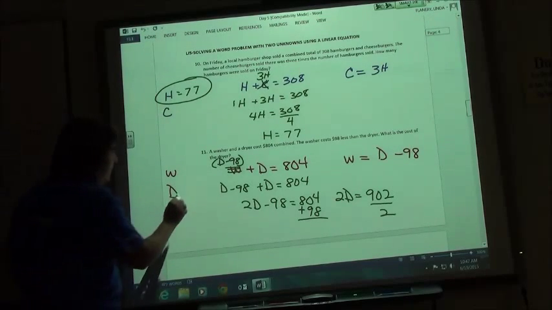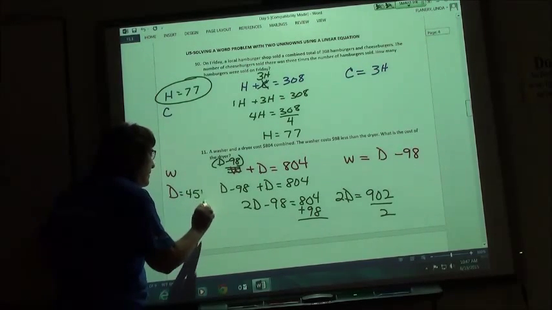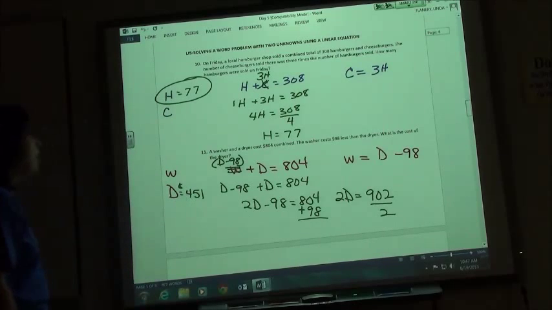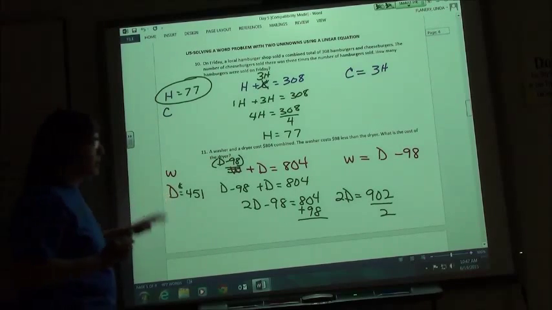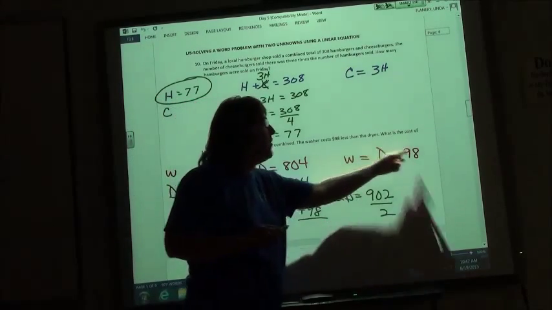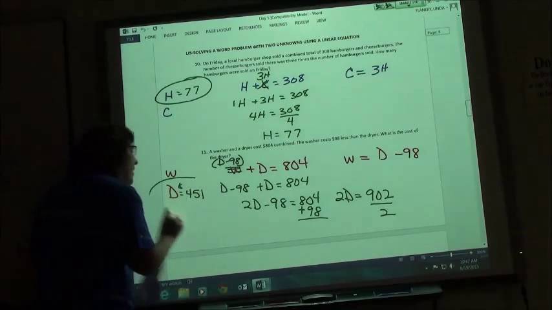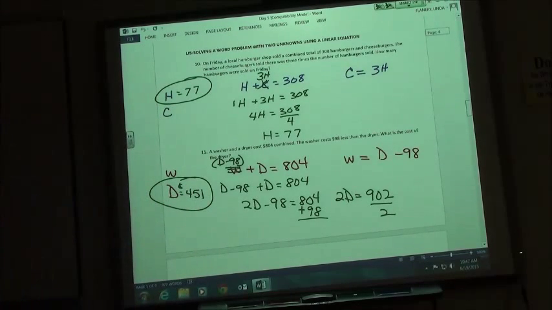451. So the dryer cost me $451. What is the cost of the dryer? That is the one I want. Had they wanted the washer, I would have had to subtract 98, but I did find the right one, and so 451 would be my answer.